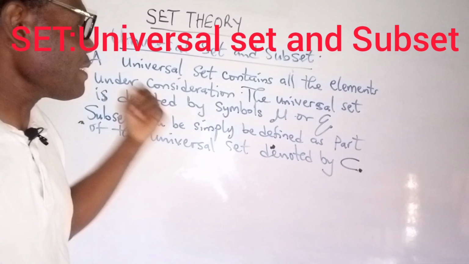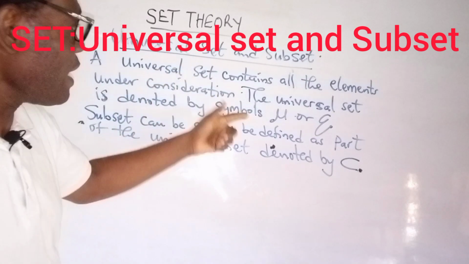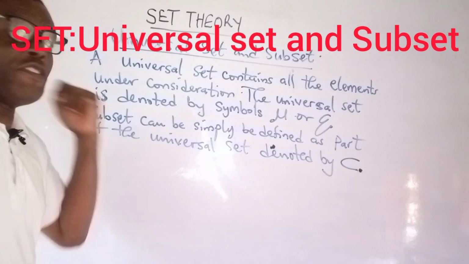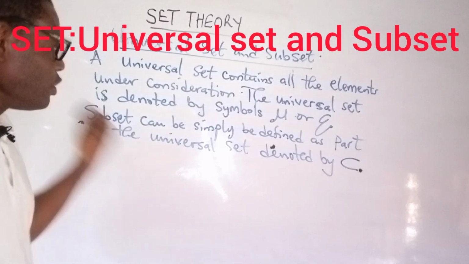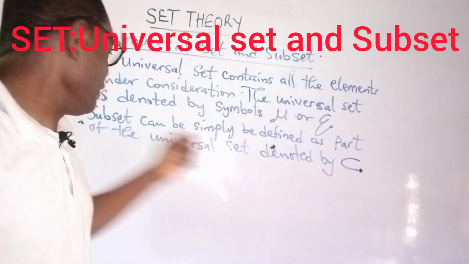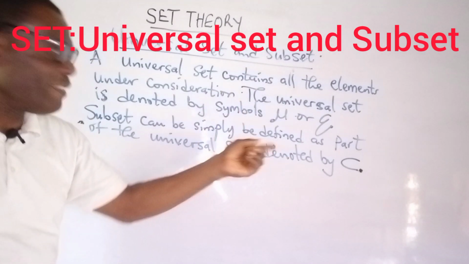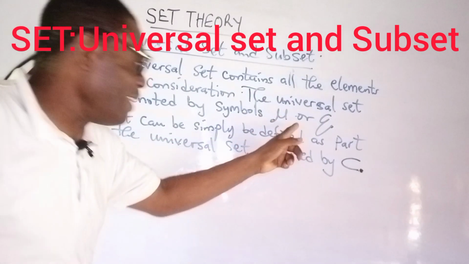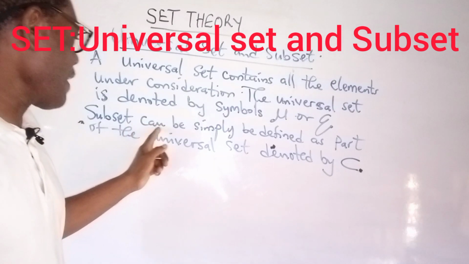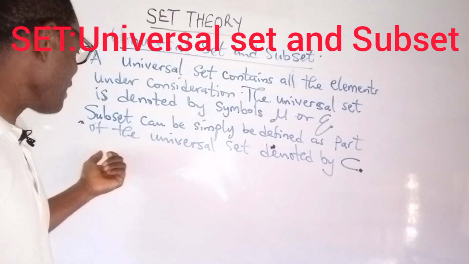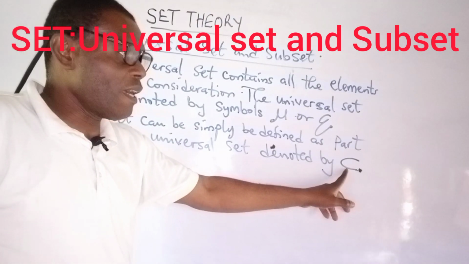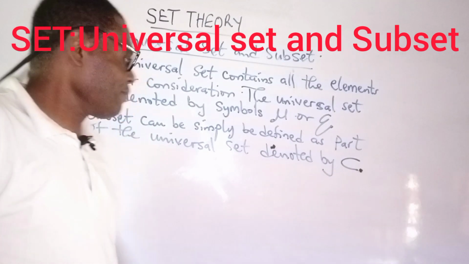The universal set contains all the elements under consideration. The universal set is denoted by the symbol mu or epsilon. You can call it anything anyway, but epsilon, mu and epsilon. A subset can simply be defined as part of the universal set, denoted by this sign, this contained.